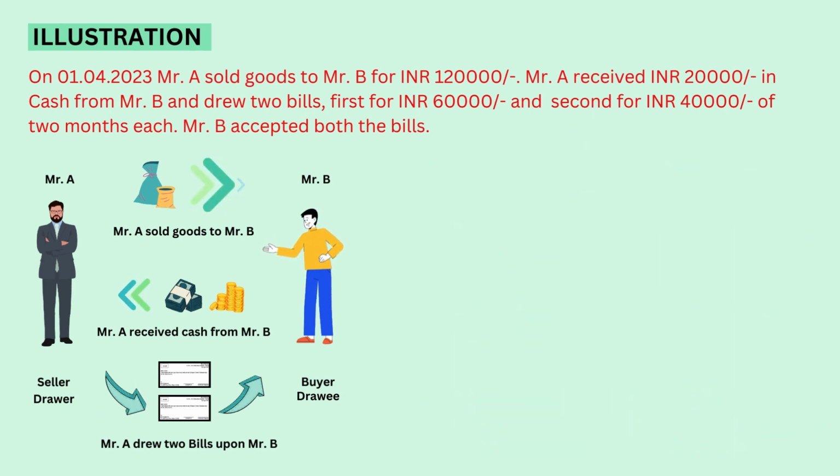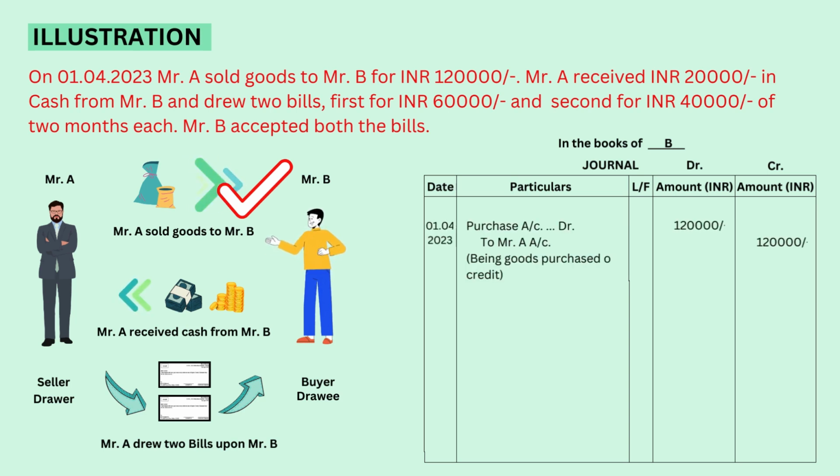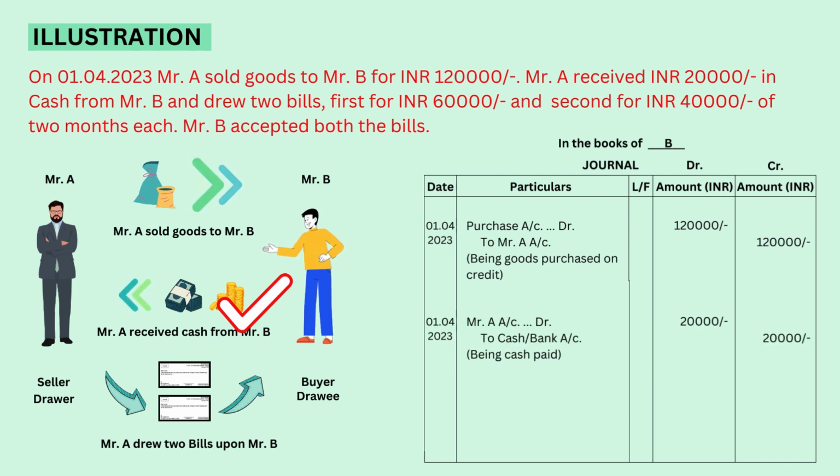Now in the books of the drawee, that is Mr. B. For goods purchased, Mr. A sold the goods to Mr. B, thus it is purchase for Mr. B. Journal will be purchase account debit to Mr. A account, Rs 1,20,000. Then for cash paid, Mr. A received cash and Mr. B paid the same. Journal will be Mr. A account debit to cash or bank account, Rs 20,000.